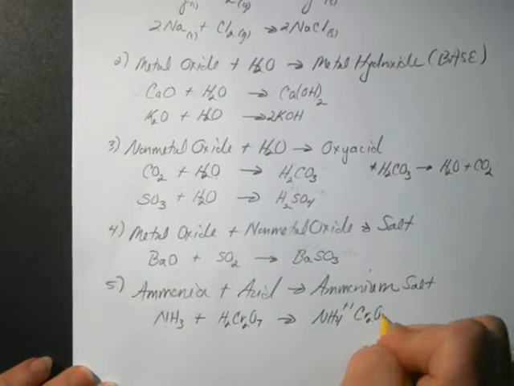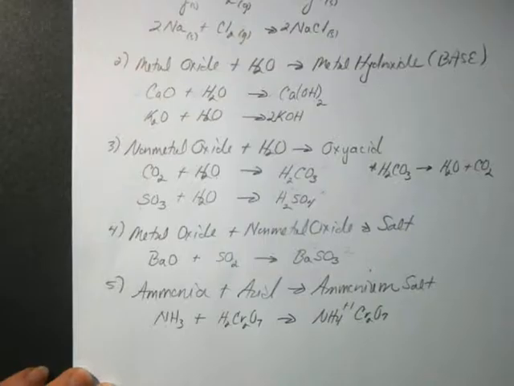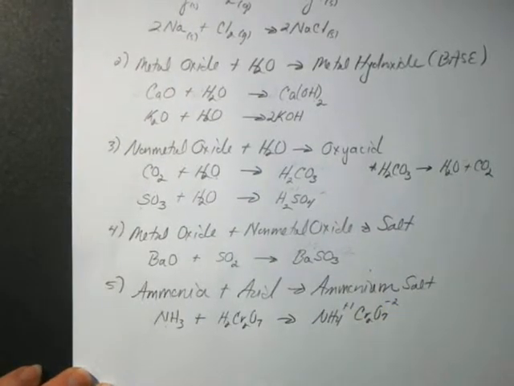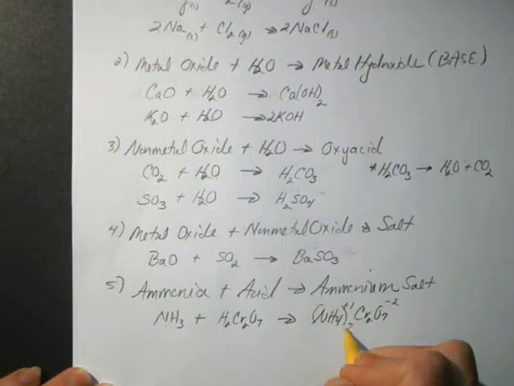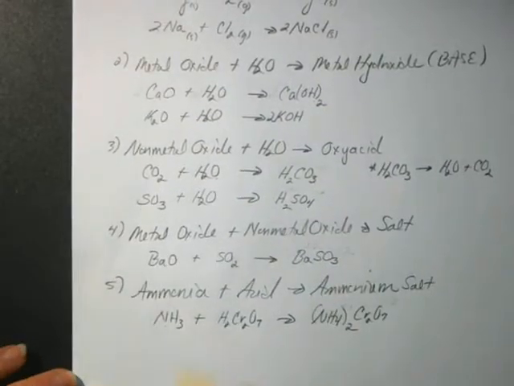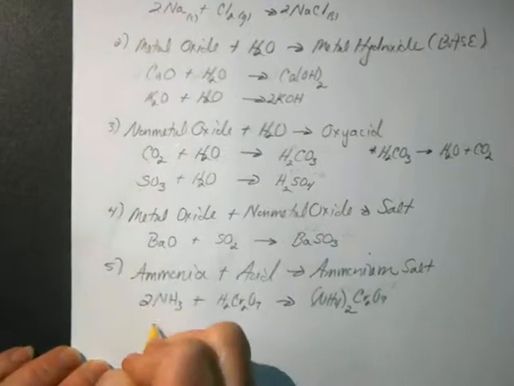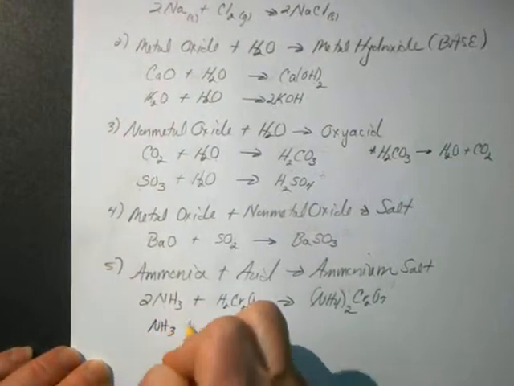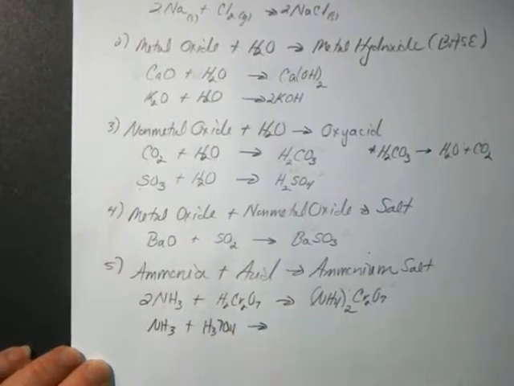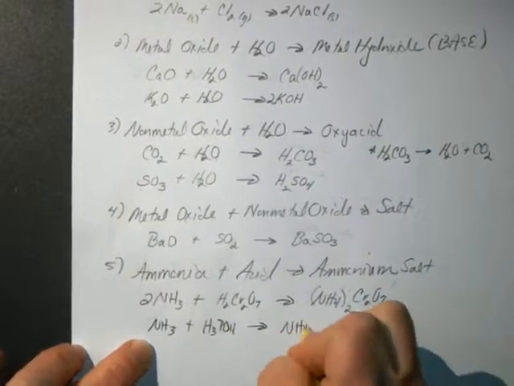Do not concern yourself with the number of hydrogens. That will be worked out through balancing. Dichromate is -2, so we'll need NH4. These charges are now balanced, and we need a 2 there to balance the entire equation. If we would react NH3 with H3PO4, well, that will create ammonium.